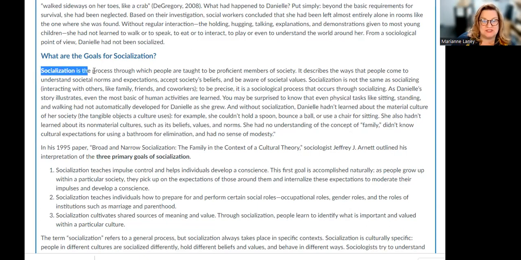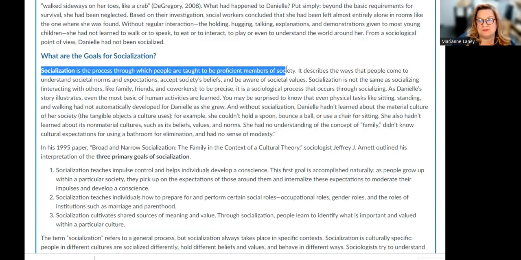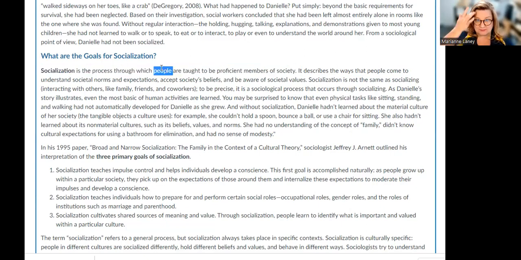So again, socialization is the process by which people are taught to be proficient members of society. Notice that we've talked about this definition in different ways multiple times already. We talked about how it applies to infants, but it also applies to new members of our society. And so when we say people, we could say new members, like brand new babies, or we could say people who are new to our culture. Even if you are new to this college or new to Canvas or a new computer, cell phone, or job, you had to be taught how to be proficient in that society.